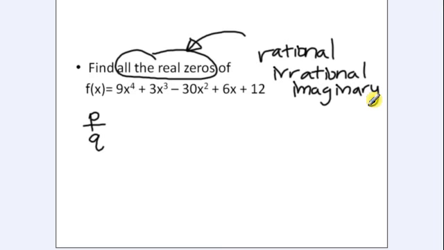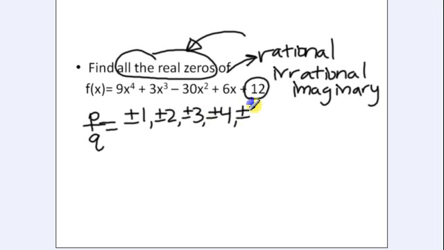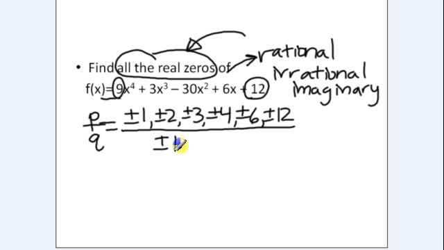So I am going to start with the rational zeros, and particularly the possible rational zeros. So again, if I look at the constant term, I can list out all of its factors on the numerator. So 1, 2, 3, 4, 6, and 12. Make sure you include the positive and the negative. Divide by the factors of the leading coefficient. So factors of 9, positive and negative 1, 3, and 9. So we have a lot of options here.